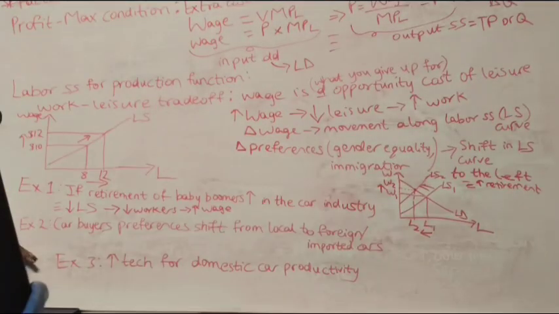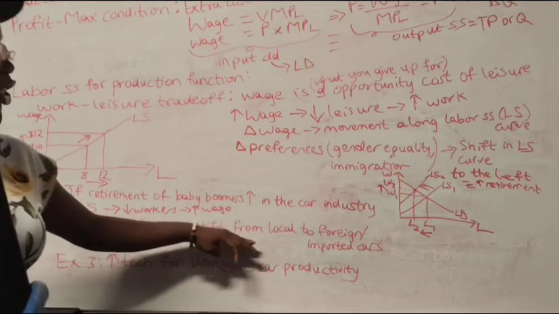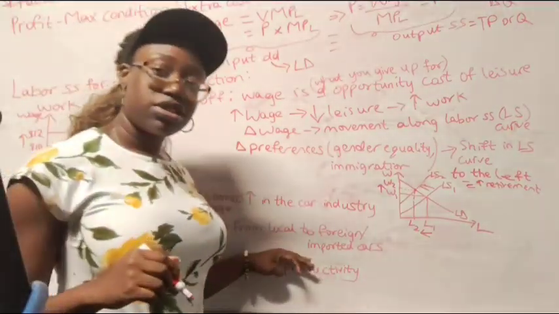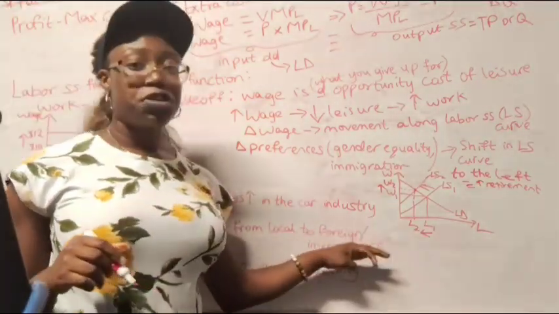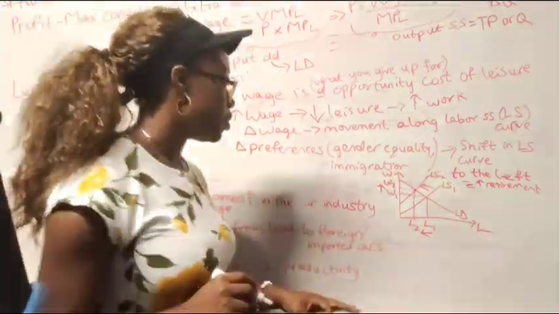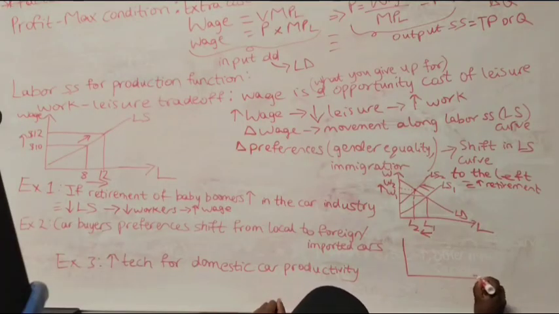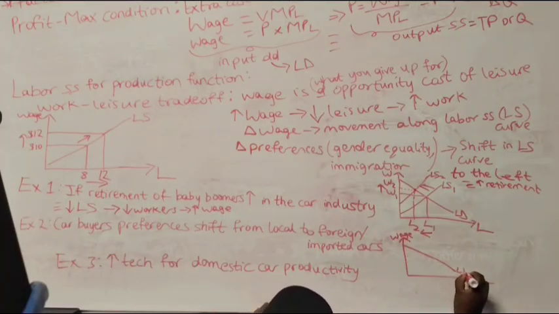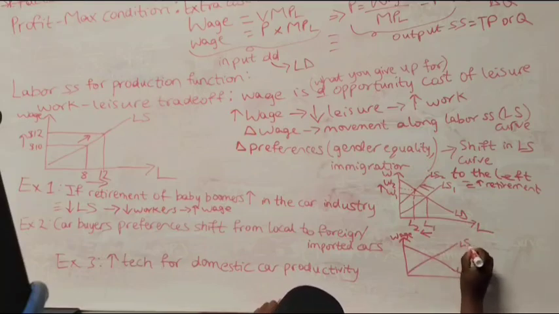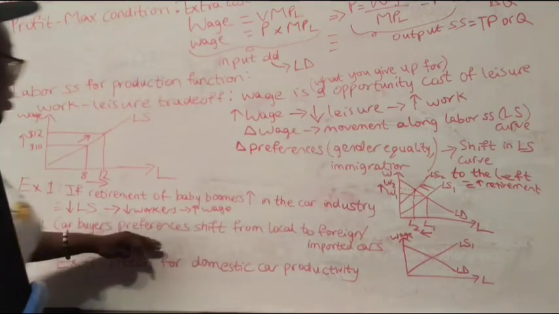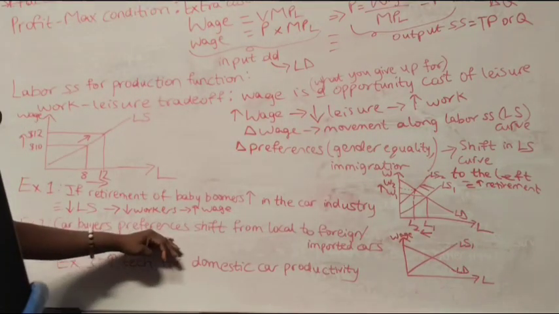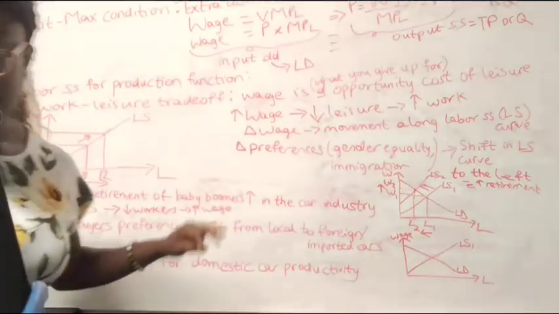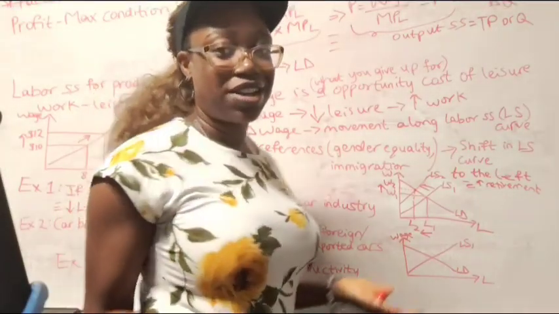How about the second scenario? The preferences of car buyers shift from locally produced goods, as in domestic goods and services, to foreign imported cars, right? So in this case, we're looking at cars. So you have your labor and you have your wage. Don't forget, you always have to show your starting point, which is your equilibrium. So your labor demand and your labor supply. When you say the buyers' preferences shift, does this affect labor demand or labor supply? You're right, it's buyers, so it's going to affect your labor demand.